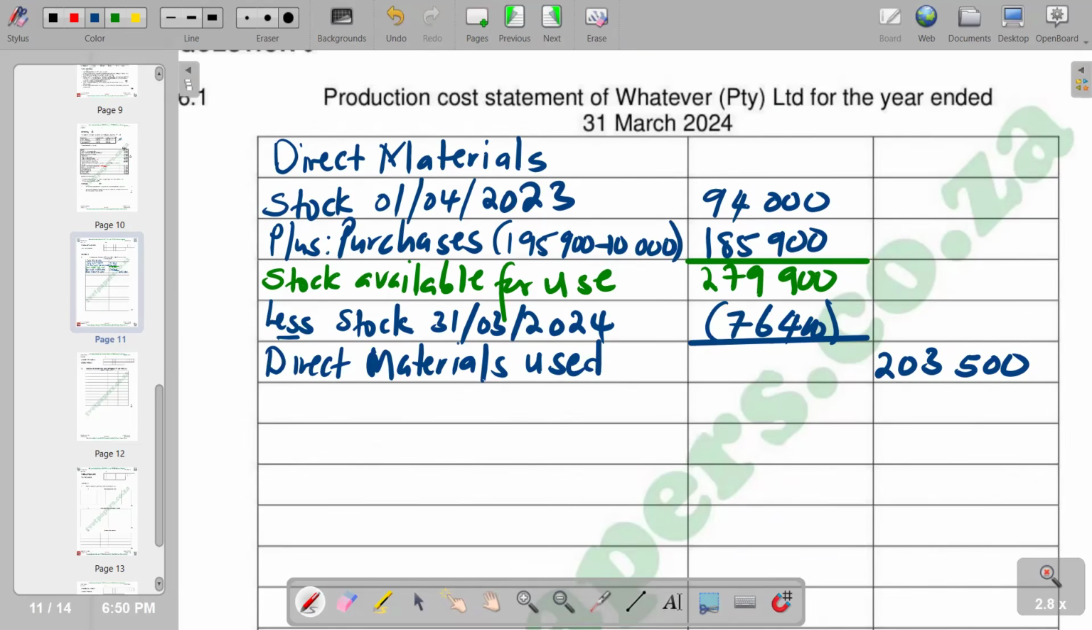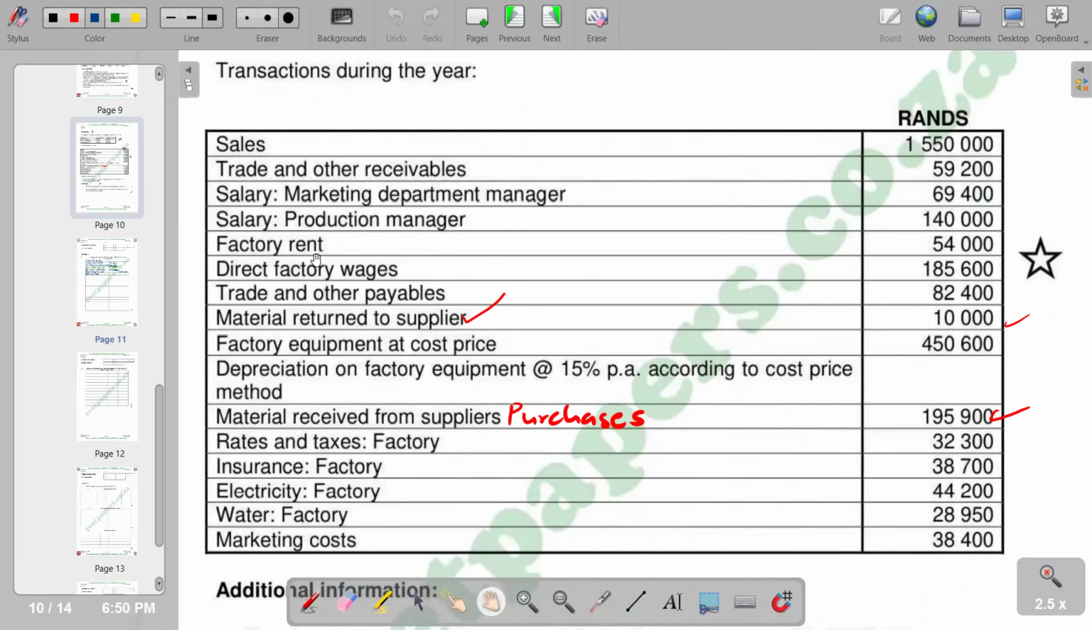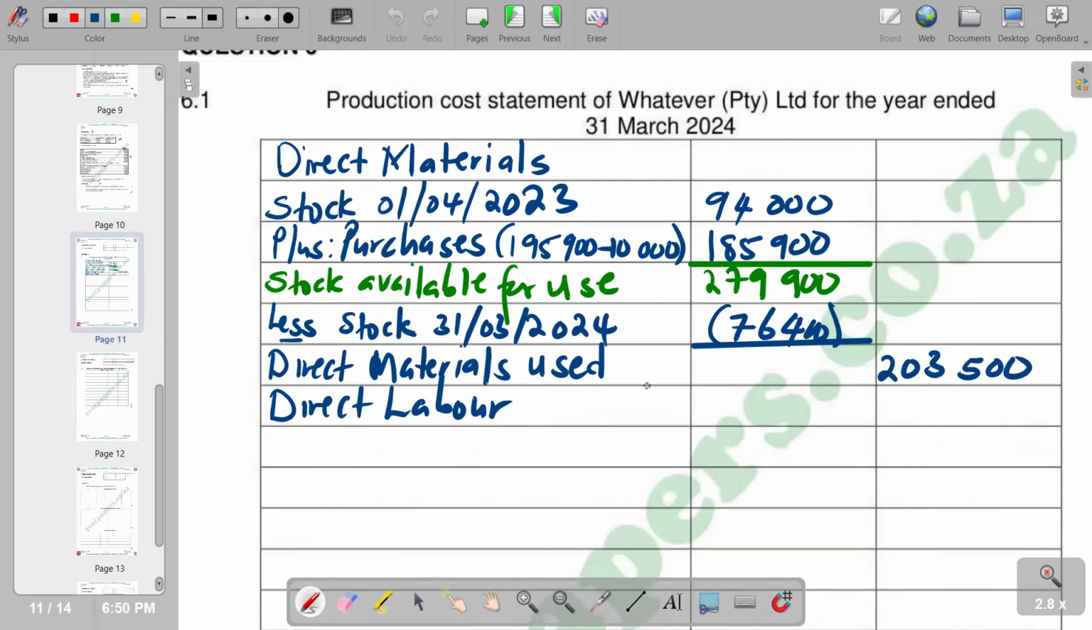With that, we move on to the next part, whereby we are supposed to identify our direct labor. For direct labor, we check again according to the list of balances that we are given. You see that we are given direct factory wages of 185,600. So this is our direct labor, 185,600 is our direct factory wages. This is going to represent our direct labor. So we have 185,600.